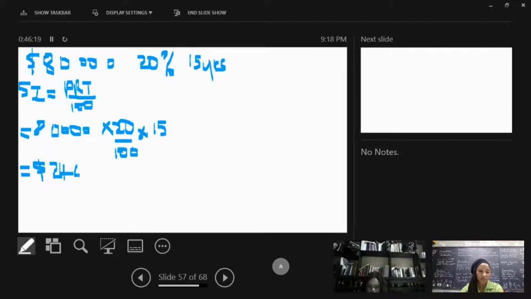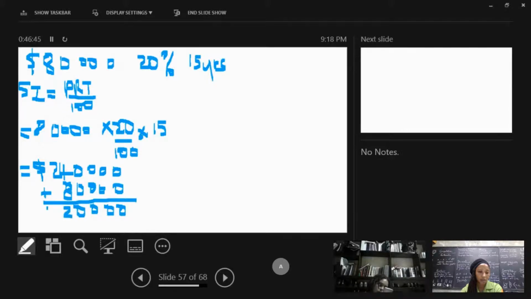So 240,000, and that's just the interest. And so we'd add that back to the 80,000. So the total amount at the end of the period would be 320,000.